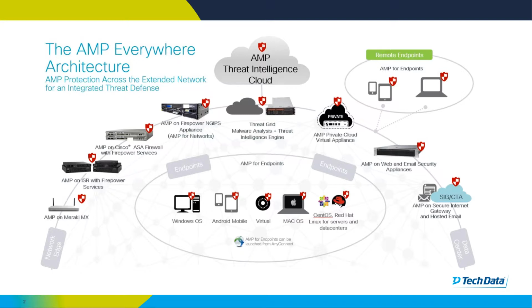I'm starting the presentation with this slide, the AMP Everywhere architecture, simply to display that AMP is everywhere in our security portfolio. And what I mean by that is anytime any malware or file analysis is being performed in our environment, it is leveraging AMP. So if it's in a web or email security appliance and it does a file analysis on an email or a web request that came in, it's going to leverage AMP. Our Firepower services are going to leverage AMP. So anytime any file analysis, as we see in our Umbrella demo that you can also see, it's also leveraging AMP.